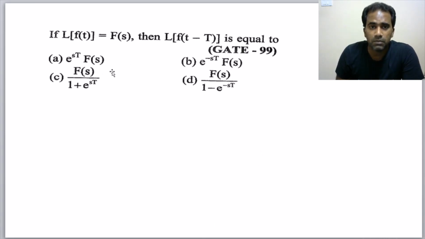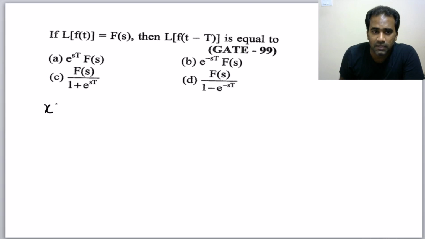Look at the first problem. Let me revise the basics required for it, and then we'll do the problem. They're asking us to find the Laplace transform of a shifted version of f of t, which means here we have to use the time shifting property. So let us use the property. I'm just recollecting the property once.